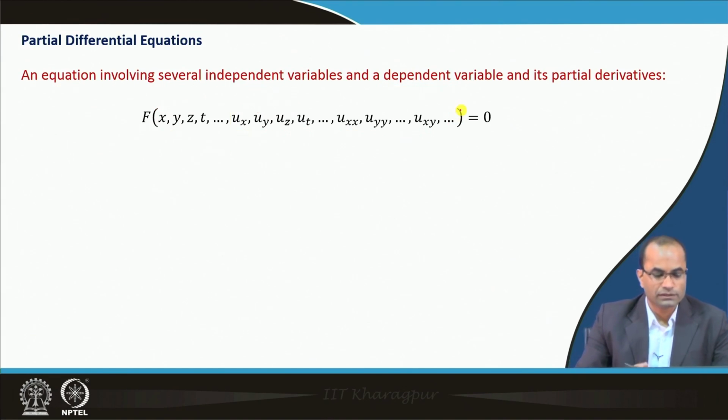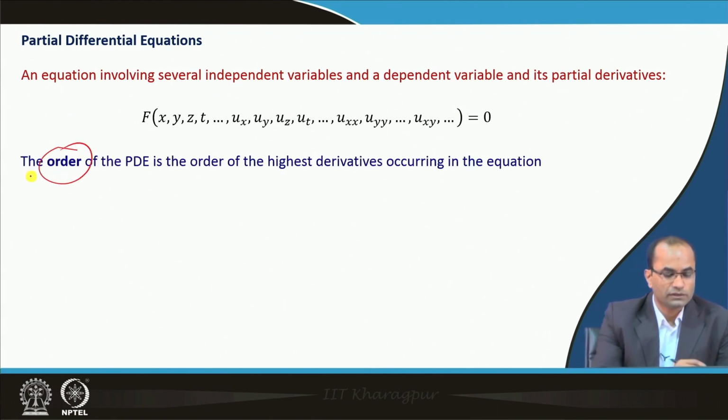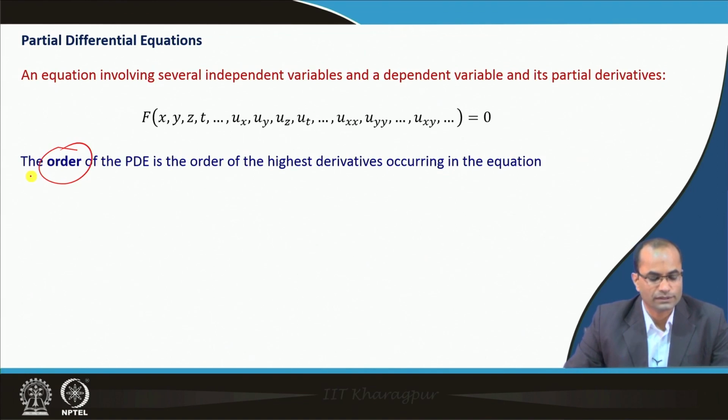Such a relation is called a partial differential equation, and the order of the partial differential equation is the order of the highest derivative occurring in the equation. So, for instance, if the order of the highest derivative is 3, then we call the order of the partial differential equation 3.